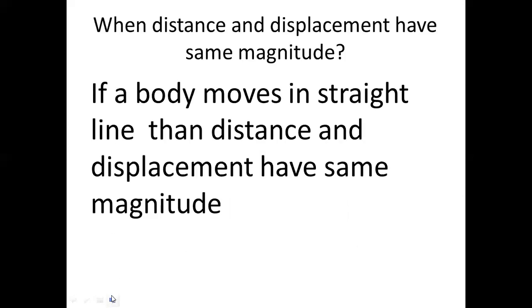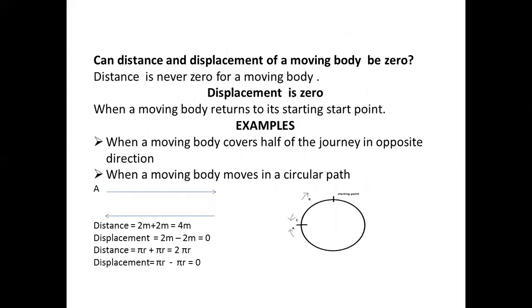When do distance and displacement have the same magnitude? Simple: if a body moves in a straight line between the 2 points, then the magnitude of distance and displacement will be the same. That is, their numerical value will be the same.